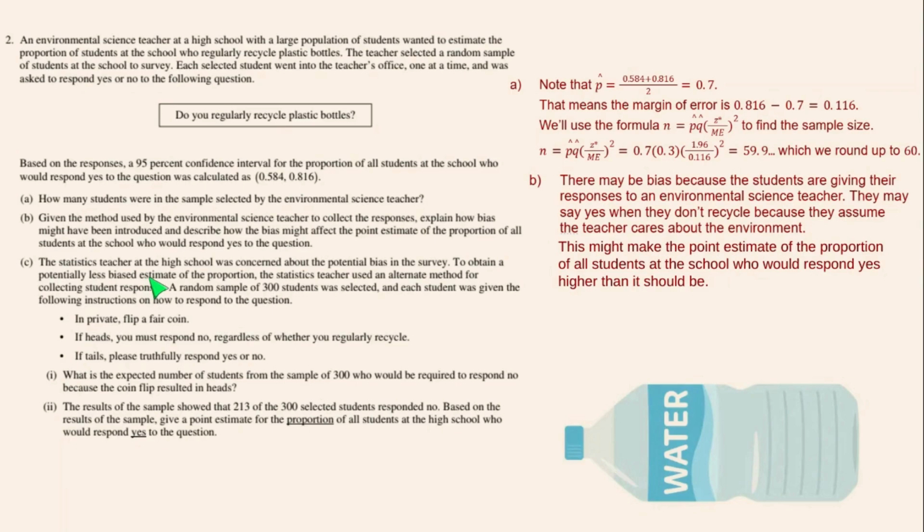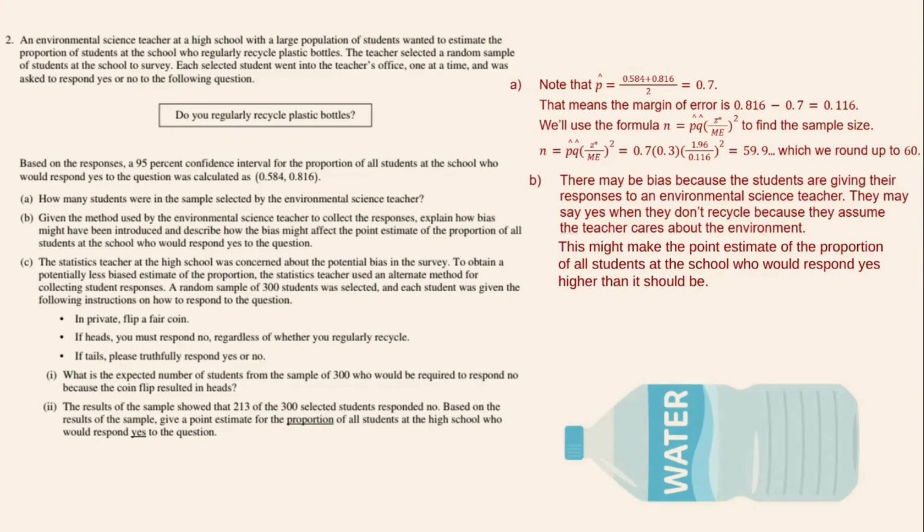All right, let's look at part C and note that there are two parts to part C. The statistics teacher at the high school was concerned about the potential bias in the survey. To obtain a potentially less biased estimate of the proportion, the statistics teacher used an alternate method for collecting student responses. A random sample of 300 students was selected, and each student was given the following instructions on how to respond to the question. In private, flip a fair coin. If heads, you must respond no, regardless of whether you regularly recycle. If tails, please truthfully respond yes or no.